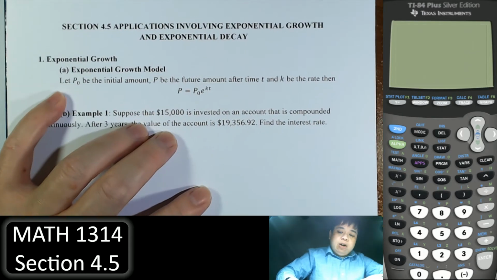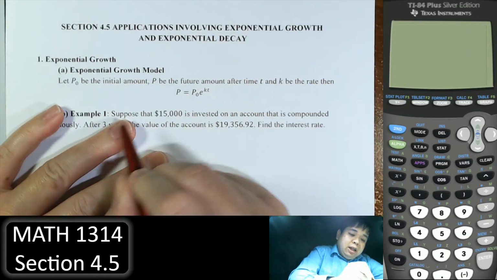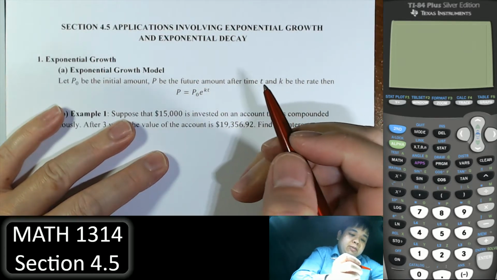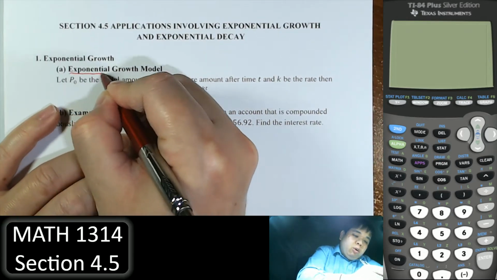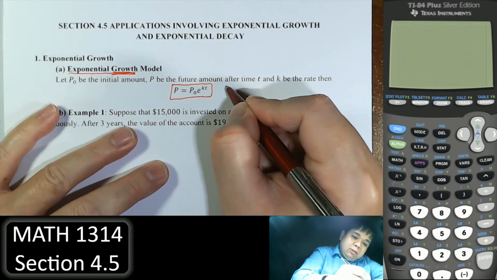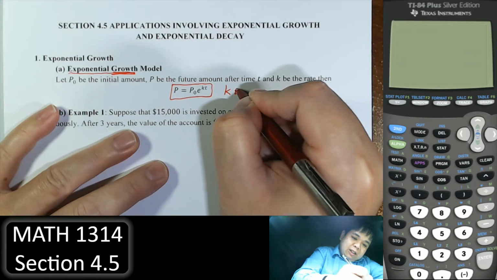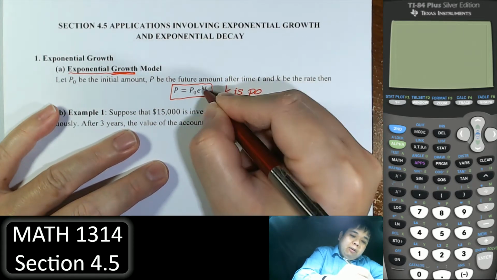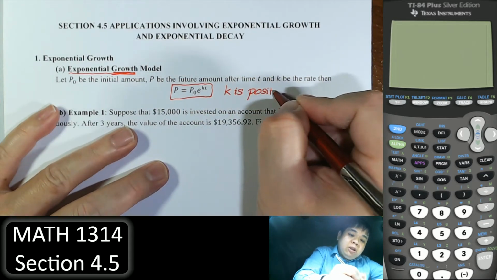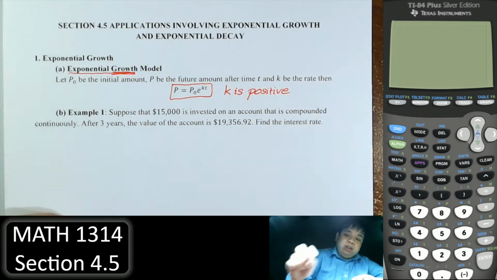So first we'll have the exponential growth is increasing. So in this case, we have the initial amount, the future amount, and the rate k is positive. So it is increasing. So exponential growth, k is positive. Of course, the t, the time, is always positive. So the whole exponent is positive. So the function is increasing.